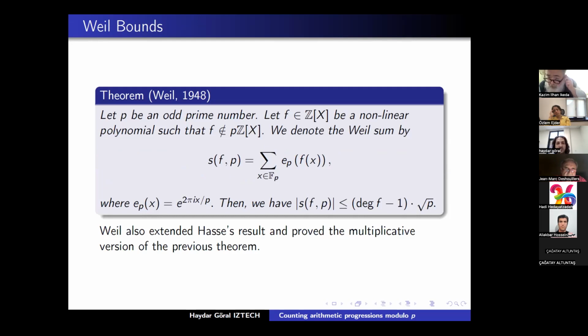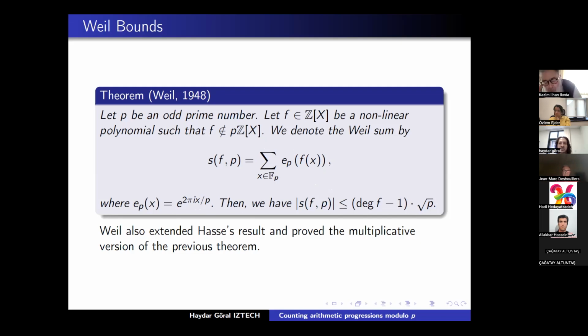He proved that if you have a nonlinear polynomial, and it is not 0 modulo p, then you consider the Weil sum. Here e_p(x) is always e to the 2 pi i x over p. If you evaluate the additive character at polynomials, you have p many terms, but actually there's a cancellation. If your polynomial is good enough, not 0 mod p, then the sum is around square root of p. So there are many cancellations.